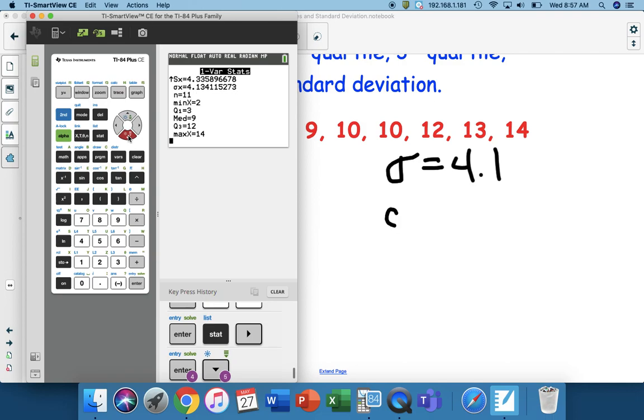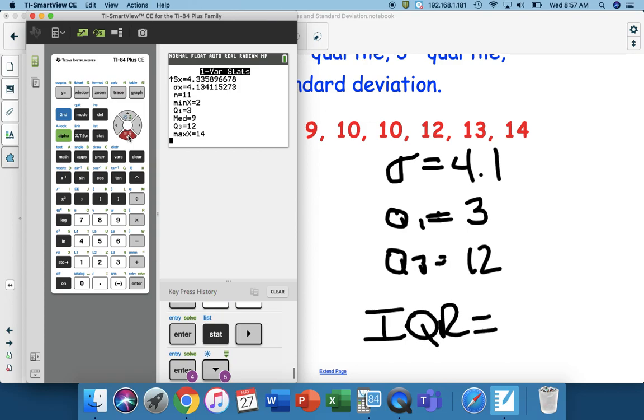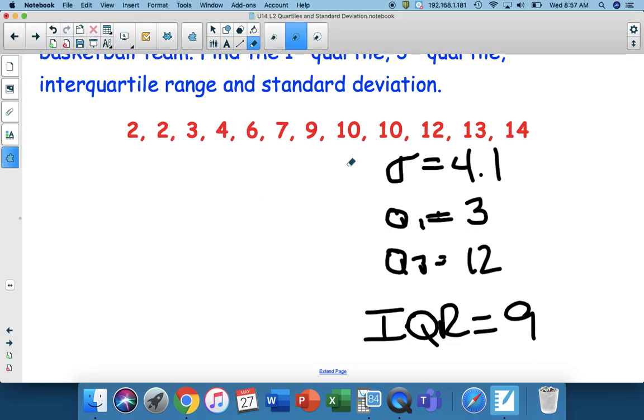Quartile 1 is equal to 3. Your median or quartile 2 would be 9. Quartile 3 is 12. And your IQR, your interquartile range, is 12 minus 3, which is 9. All right, it's Q3 minus Q1, which is 9.